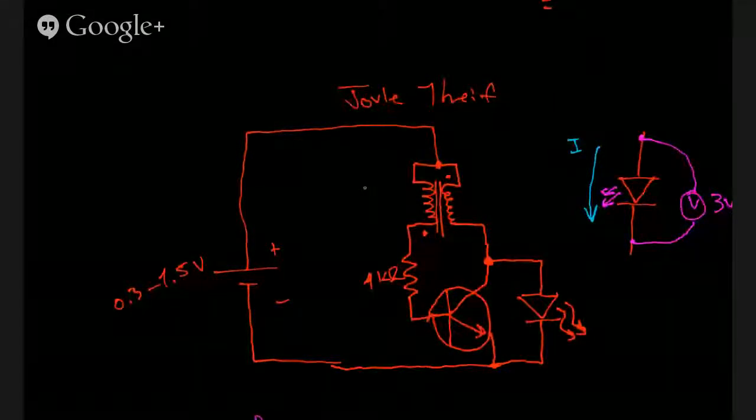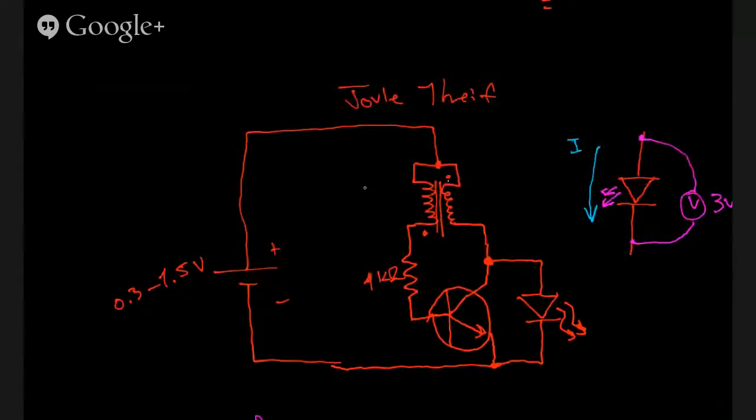So there's a few things that happen in this circuit when it gets powered on, when you connect the battery. As soon as you connect it, we have our current flow this way, and it has two paths to go through.